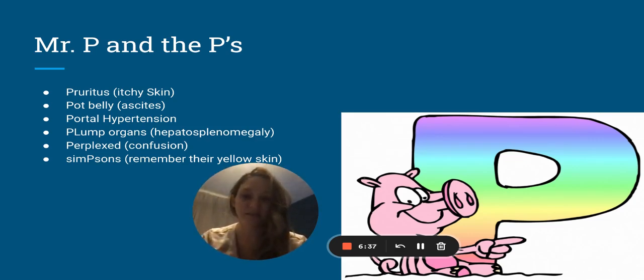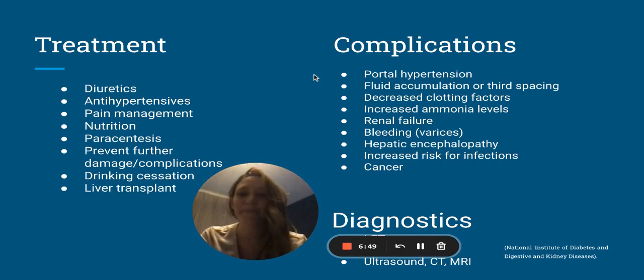Perplexed, which is a state of confusion. You're going to have that altered level of consciousness. And I couldn't figure out for the beginning, but it's the middle. So Simpsons, because the Simpsons have yellow skin due to that jaundice.